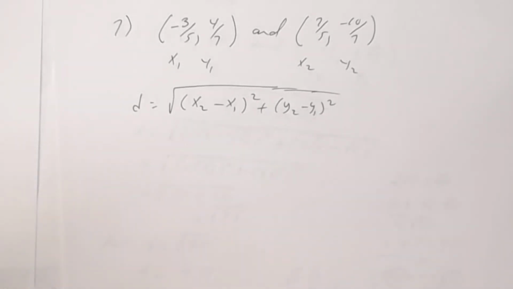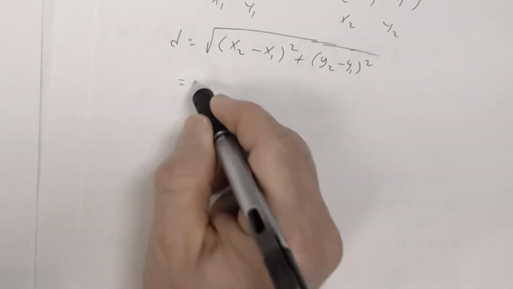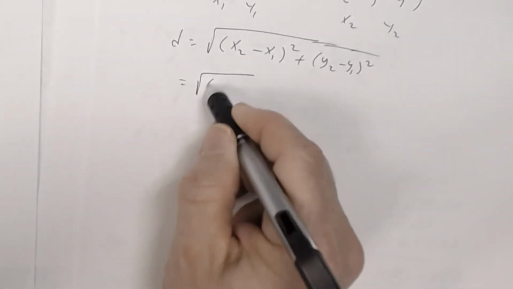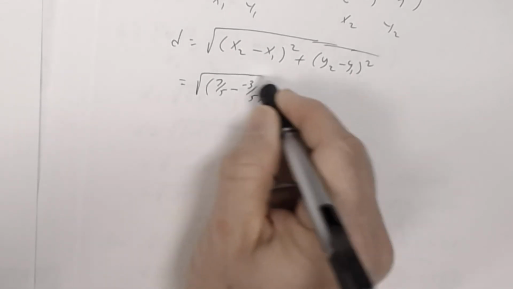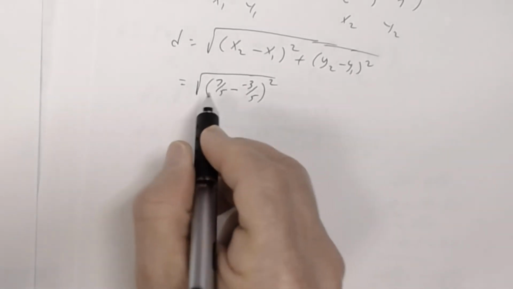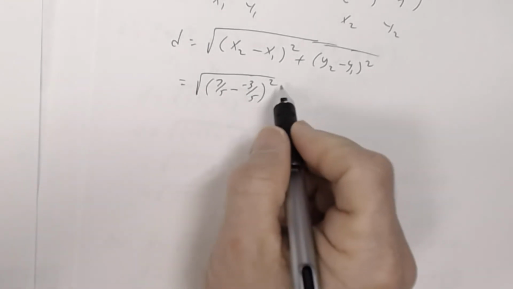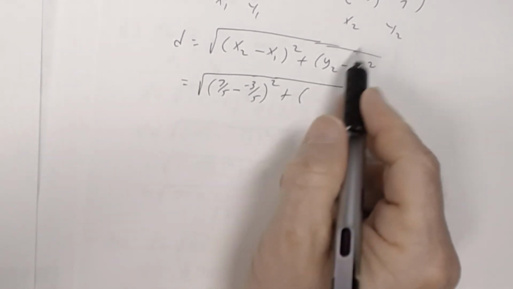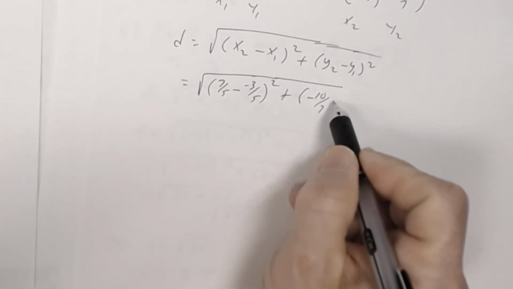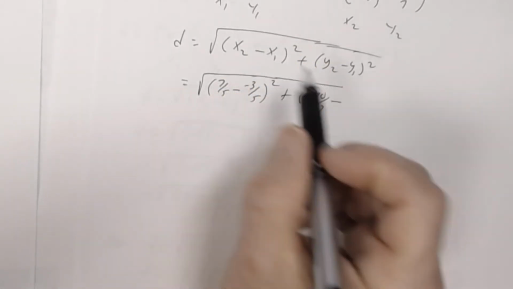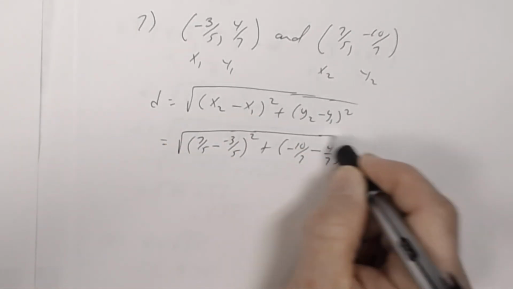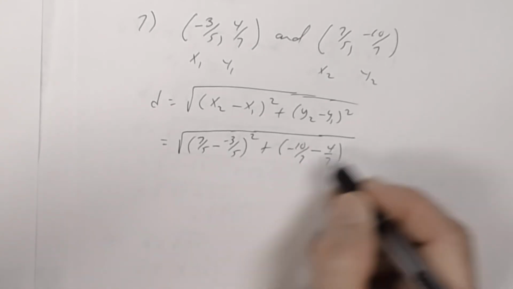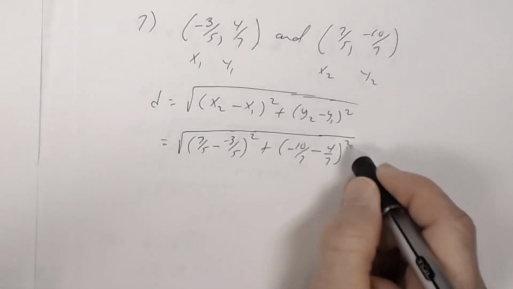Okay? All right, so let's plug in. I get the square root of x2, put parentheses, don't forget parentheses. So that's 7/5, subtract a negative 3/5, right? Whatever that is, you're going to square it though. Keep that in mind. Make sure you write it just like this. Plus, parentheses, y2, which is negative 10/7, subtract y1, which is 4/7, right? Extend that radical, so make sure you say square root of all that's under that square root symbol, and don't forget to square right here.